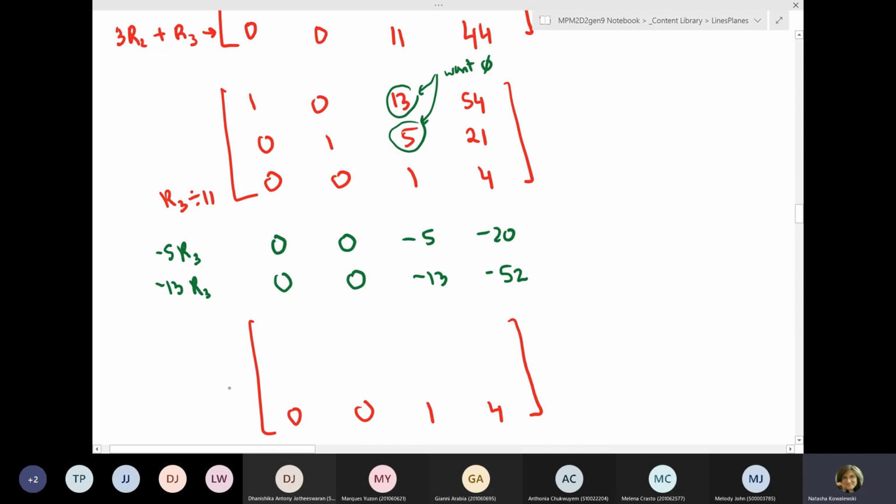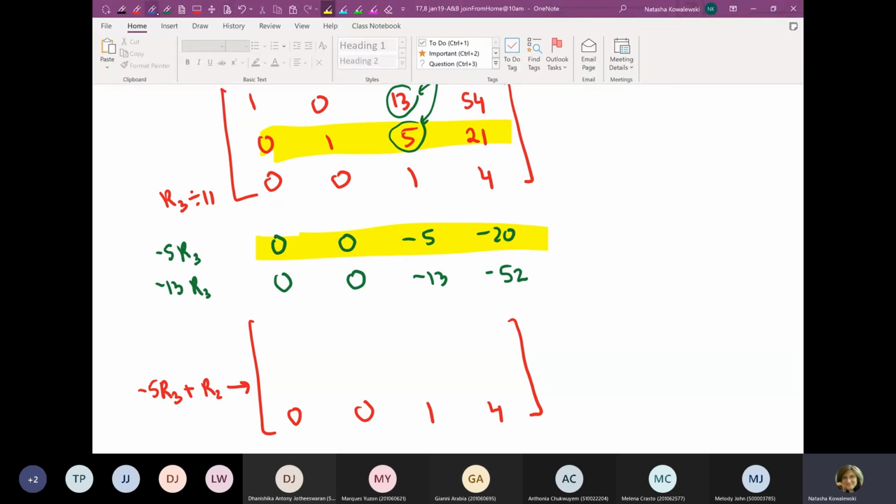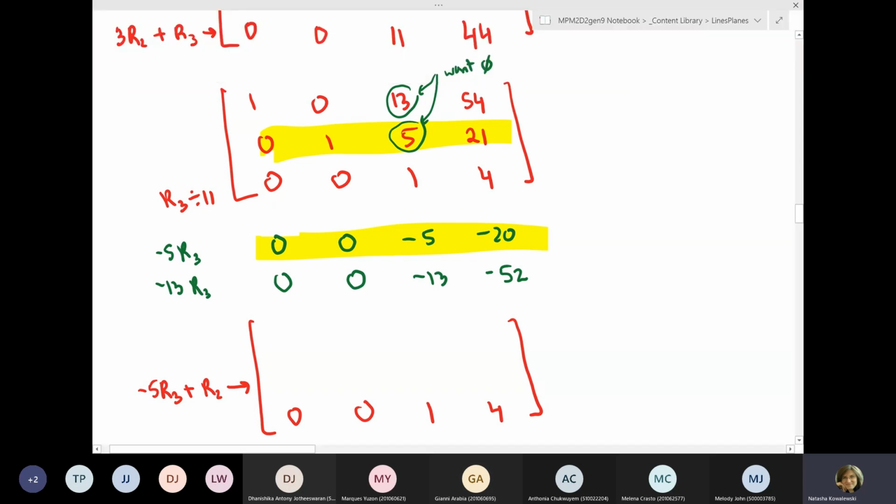And so into this position here, I'm going to take -5 row 3, add it with row 2. Okay, so let me highlight so you can see what I'm trying to do. I'm doing this one with that one added together. Okay, so your attention is on those yellows. Okay, ready? So 0 plus 0 is 0. 1 plus 0 is still 1. 5 plus -5 is 0. And then 21 plus -20 is a 1.